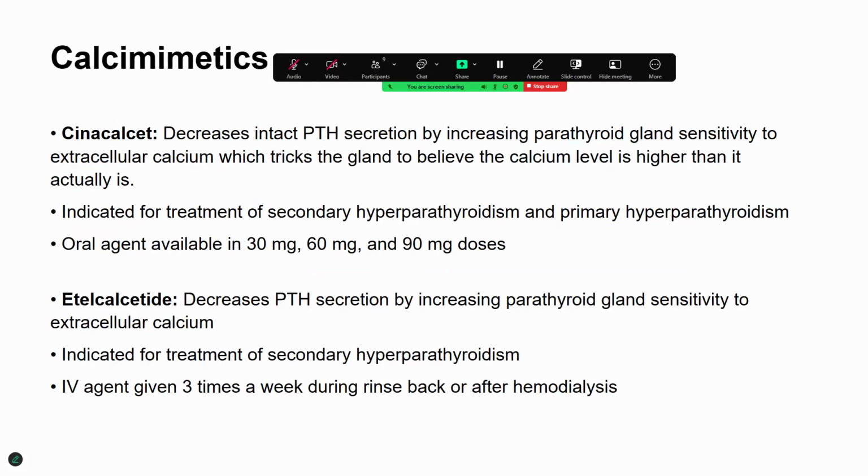The calcimimetics, which would be our Sensipar, decrease intact PTH by basically tricking the parathyroid gland to think the calcium is higher than it actually is. Indicated for the treatment of secondary hyperparathyroidism and primary hyperparathyroidism. Etelcalcetide is an IV form of this, so your HD patients can get this. It is highly dialyzable, so it needs to be given at the end or right after dialysis.